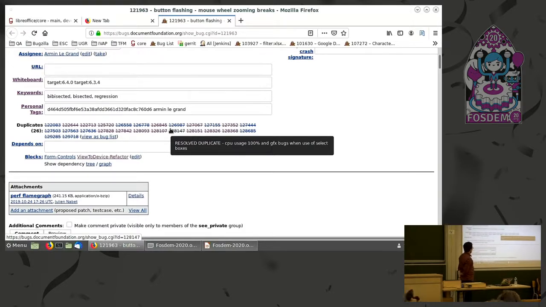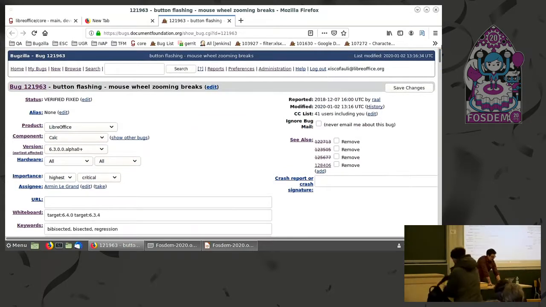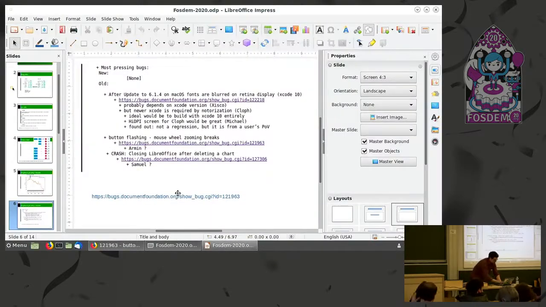So, as I said, when you look at this bug, at first glance you think it's not a highest severity or highest priority bug. But considering the number of duplicates and the number of people in CC, we decided to put it in as a high severity bug.